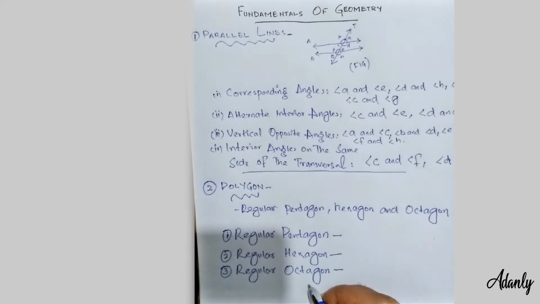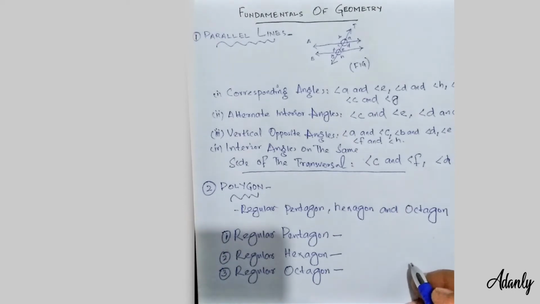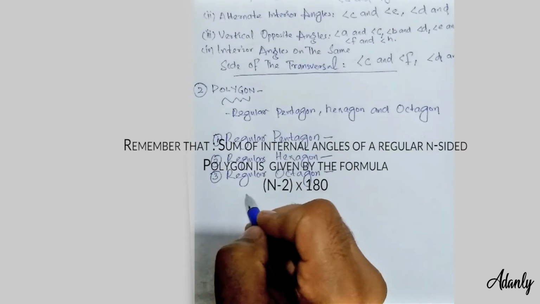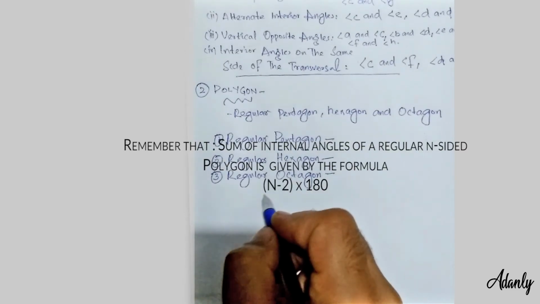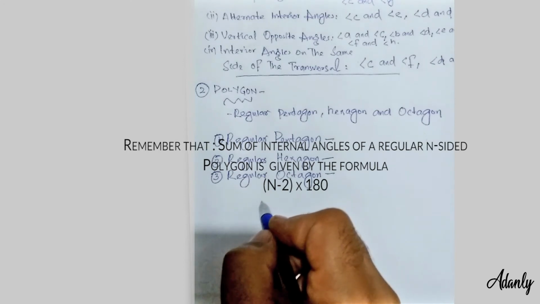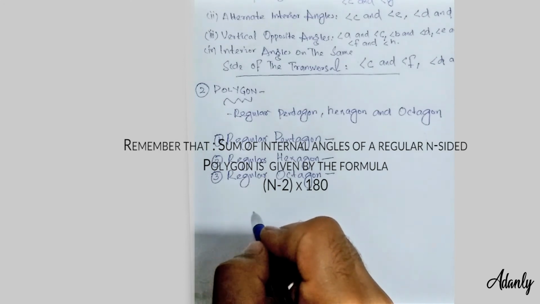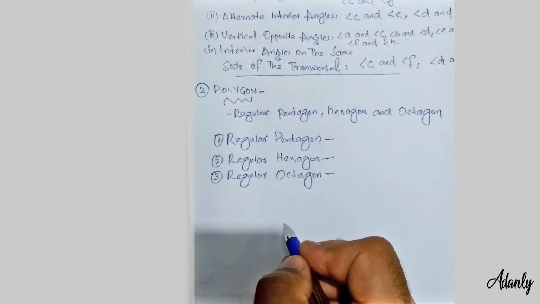The regular octagon is a polygon which has 8 equal sides and 8 equal angles. The internal angle at each vertex of a regular octagon is 135 degrees. Remember that the sum of internal angles of a regular n-sided polygon is given by the formula (n - 2) multiplied by 180 degrees.